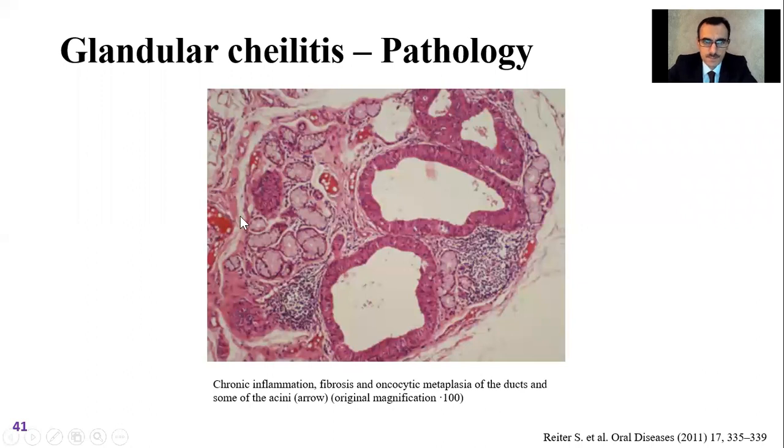Here is the histopathology of the glandular cheilitis. The chronic inflammation, fibrosis, and oncocytic metaplasia of the ducts and some of the acini is shown here.